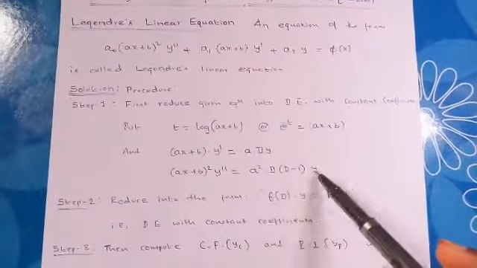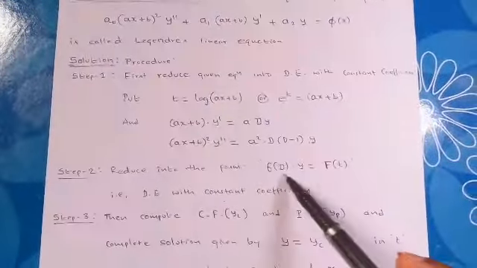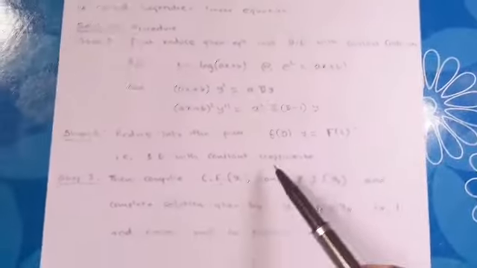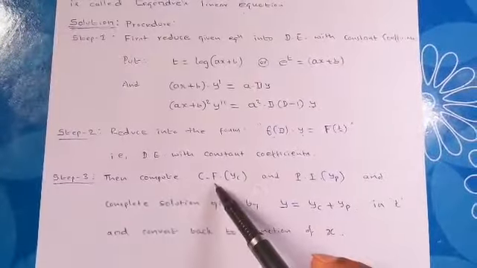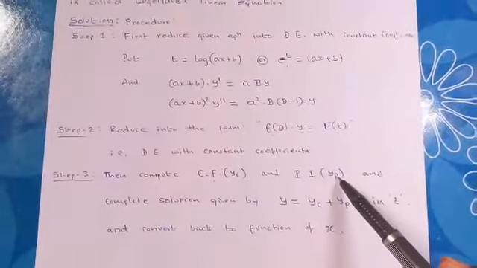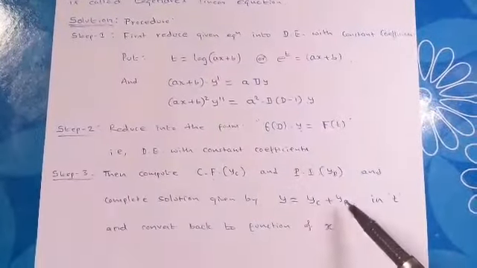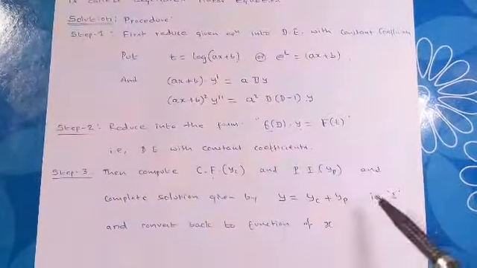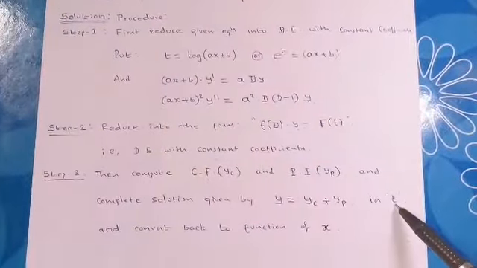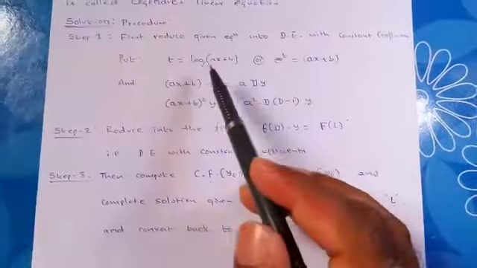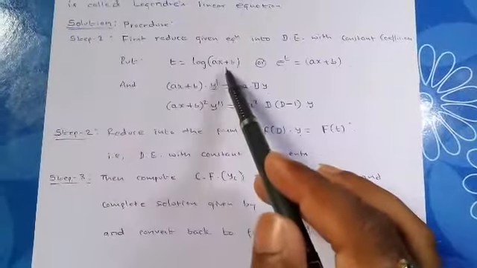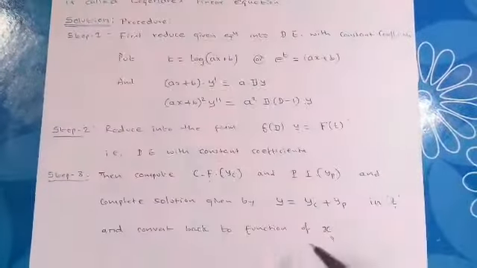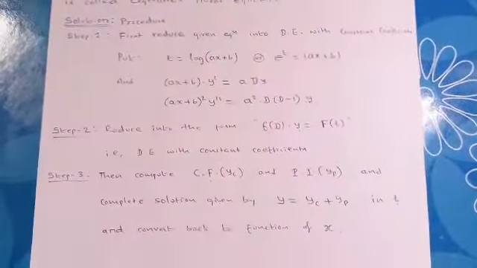After substituting these terms, we reduce it into the standard form. Then compute the complementary function yc and particular integral yp. Their sum becomes the solution, but it is in terms of t. So substitute back t = log(ax+b), and we get the solution in terms of x.